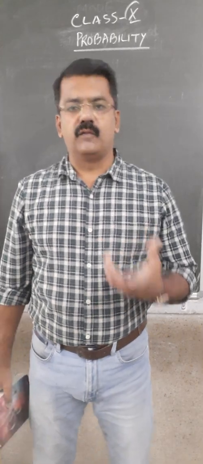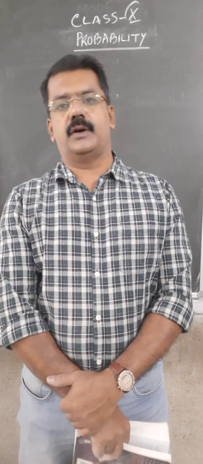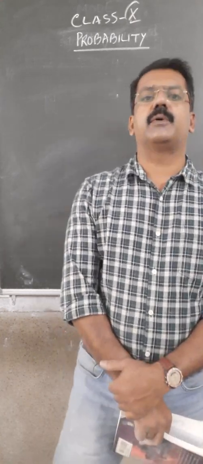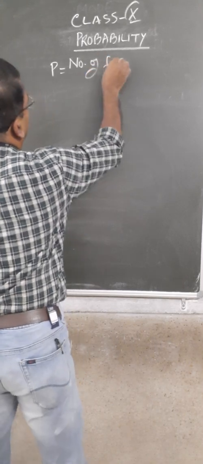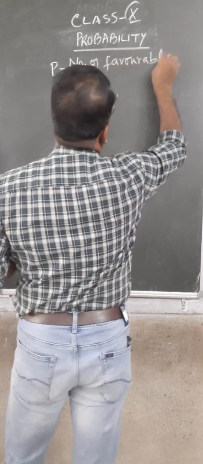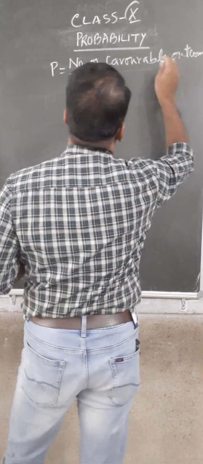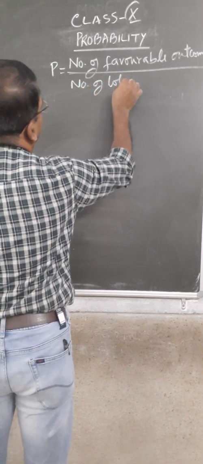Dear students, welcome back. Today in this class, we'll continue with a few more questions from probability. In the previous class, I told you that the formula for the probability of the occurrence of an event is the number of favorable outcomes upon the number of total outcomes. That is the main formula. Probability is equal to number of favorable outcomes upon number of total outcomes.